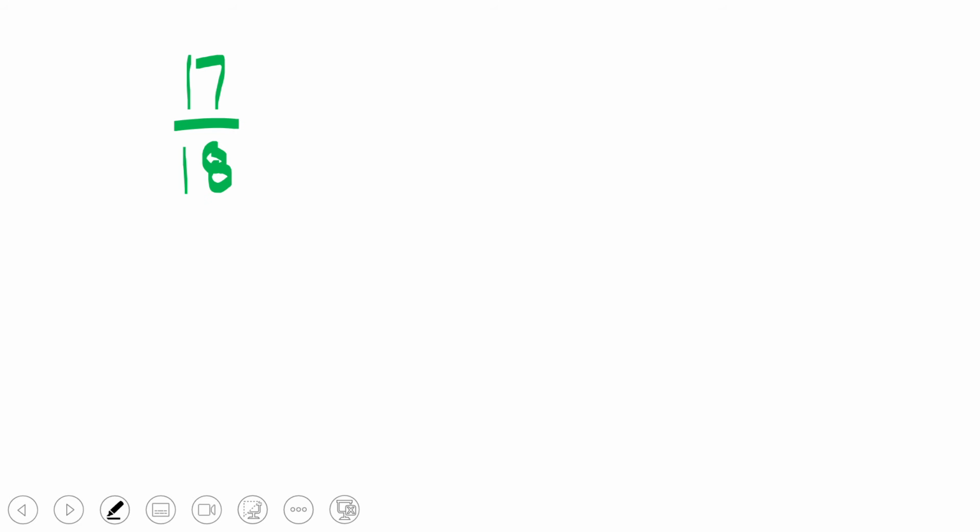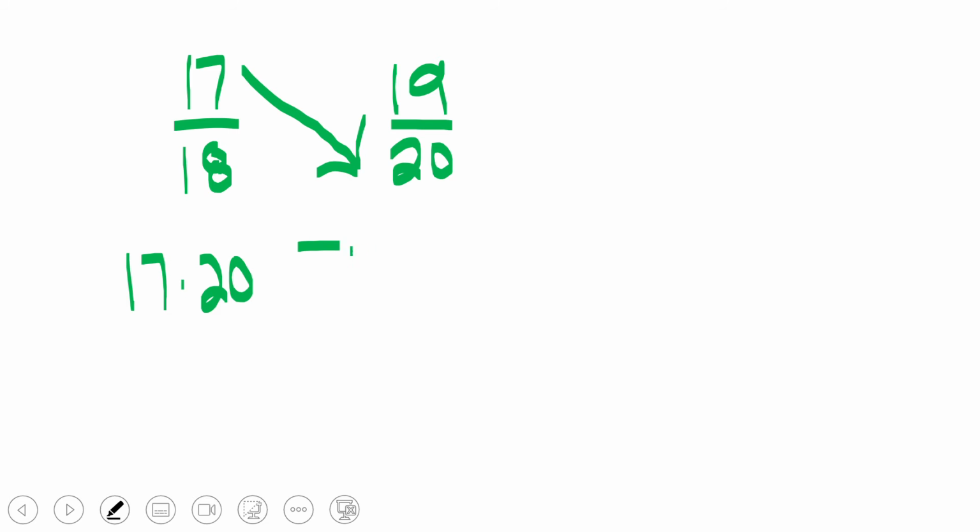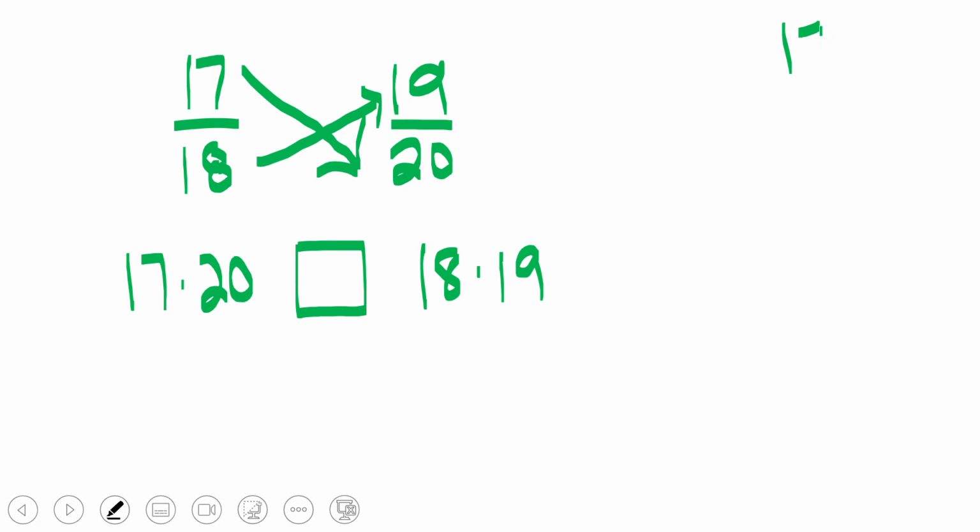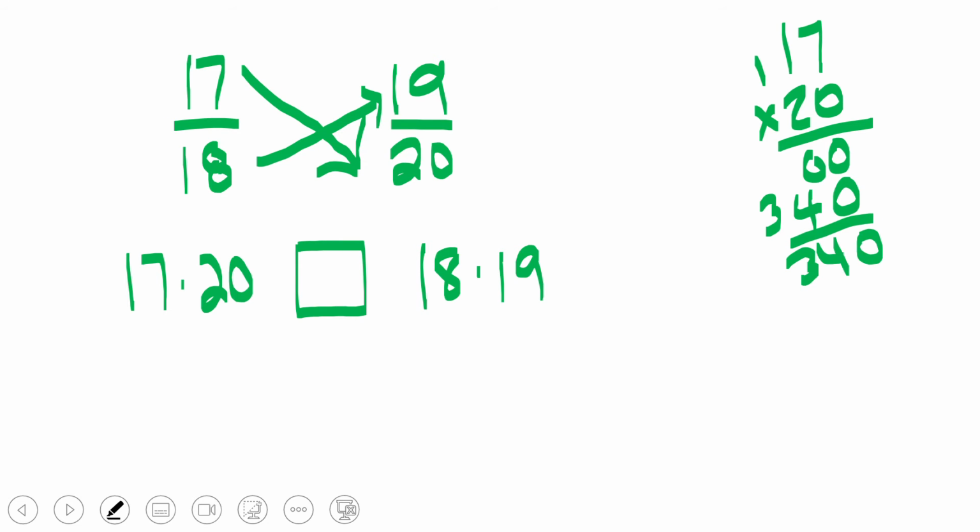Whenever you are asked to compare 17/18 and 19/20, we're going to have 17 times 20 on this side of the comparison box, and then 18 times 19 on the other side. You'll have to do some work in the margin to multiply. So 17 times 20, we're going to have 0, a place value holder, 14, 340 on this side.